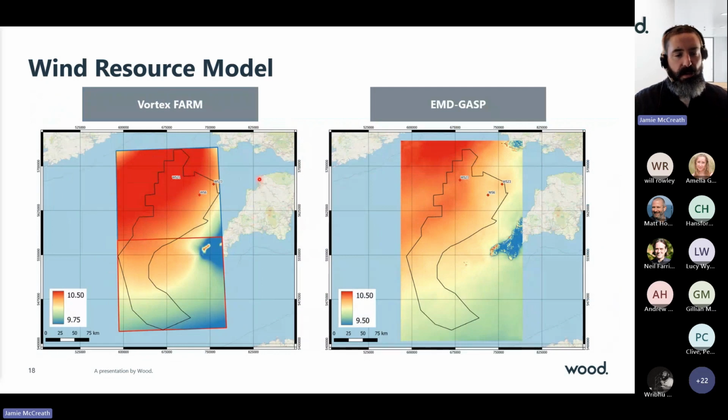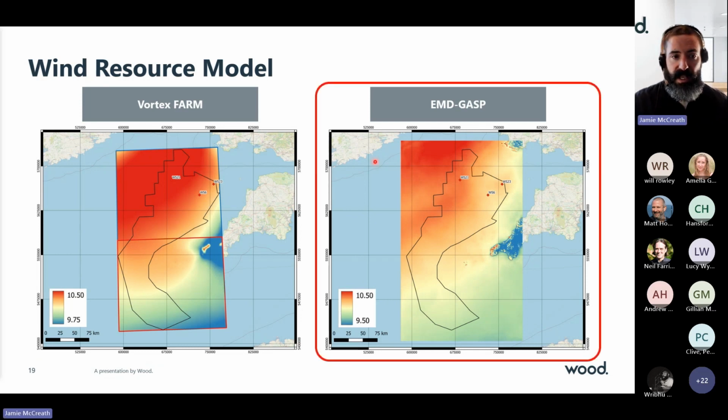So the difficulty with that is the Vortex farm, because of the higher resolution, was only available in 2 separate analysis runs. So you can see in the blue square here and then in the red square. And because we only had measurements available in the northern part of the project area, there was no possibility to calibrate in the southern area. And for that reason, we ended up going with the EMD GASP model.